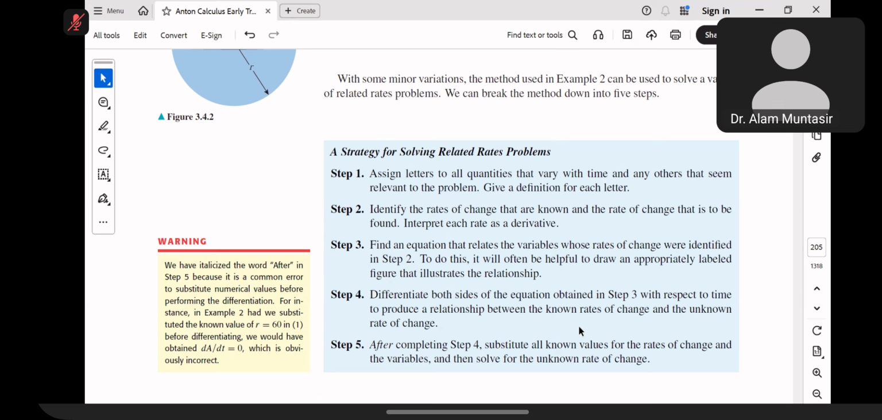Step 4, you have to take the differentiation with respect to time on both sides of the function. And after completing step 4, you can substitute the values of the given formula and the given condition to get the unknown rate of change.